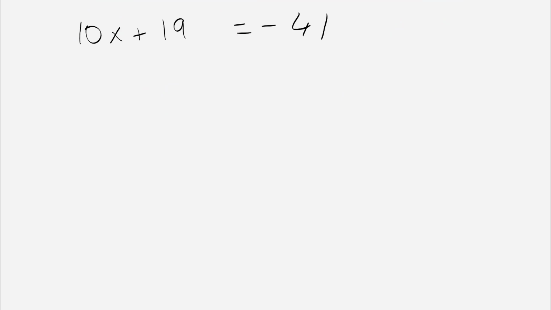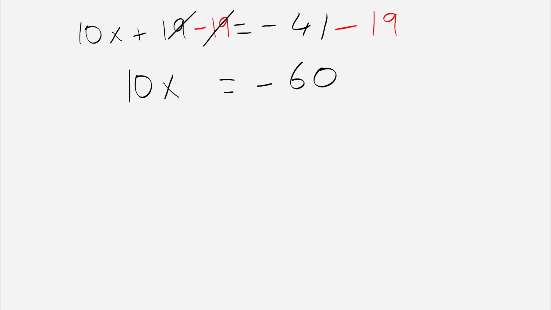One more example for you guys. 10x plus 19 equals minus 41. The first thing I'm going to do is deal with this plus 19. So we're going to subtract 19 from the left, therefore also subtracting 19 from the right. So my next line will be 10x, the plus 19 and the minus 19 will cancel each other out, equals, and minus 41 minus 19 is minus 60. Then dividing both sides by 10 to get x on its own, we will get x equals minus 60 divided by 10, which is minus 6.